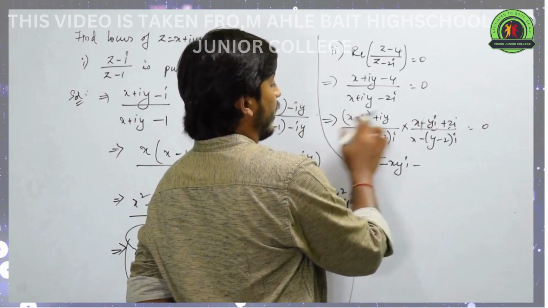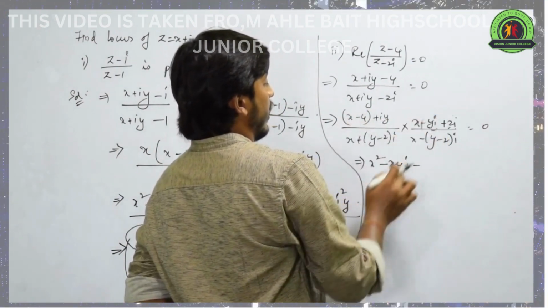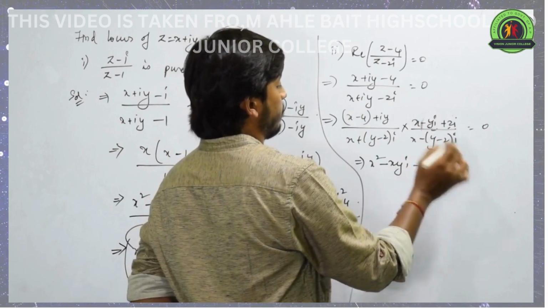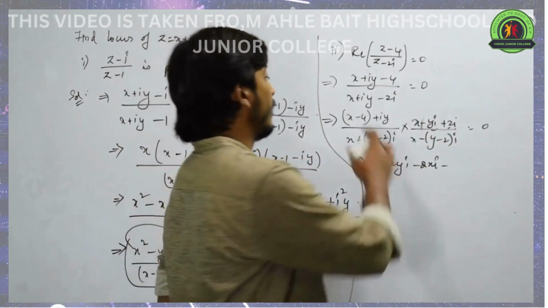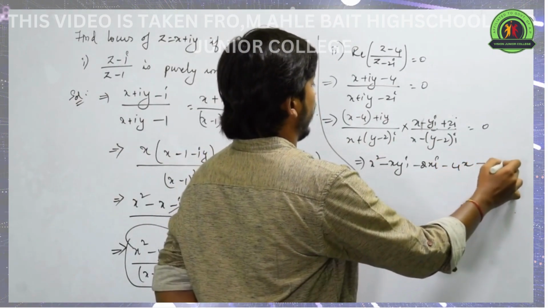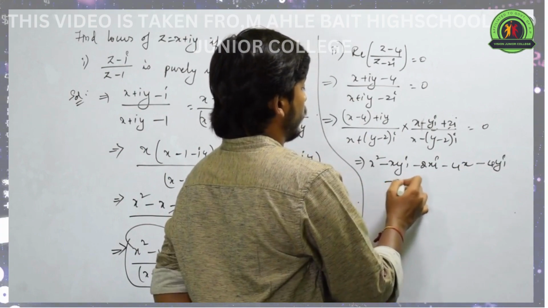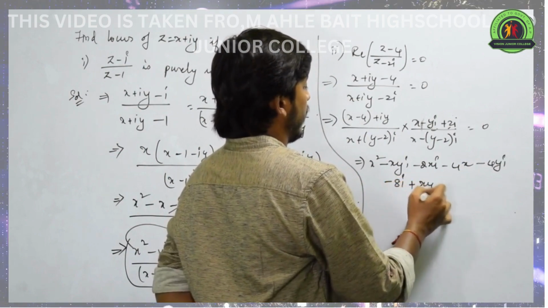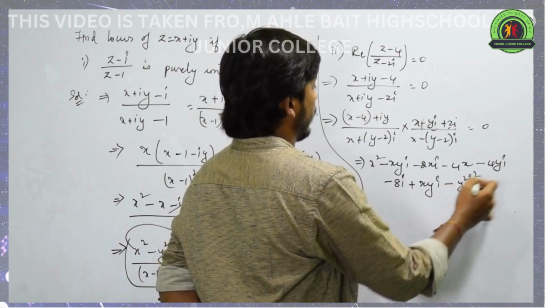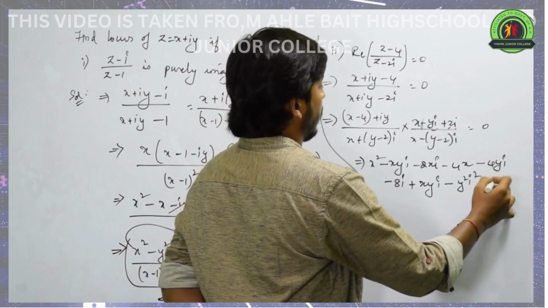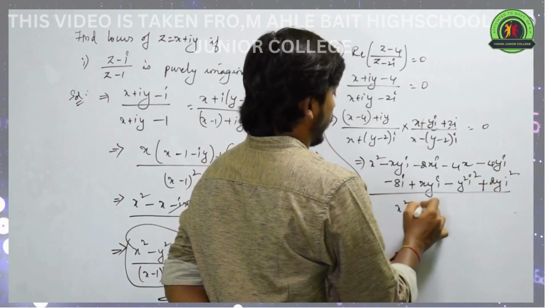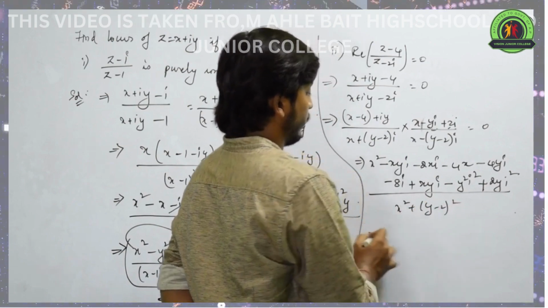Now, we can directly write, right? x into x is x square, xyi, and the next, x into 2, is 2xi. Clear? Now, let us multiply with the 4. 4x minus 4yi minus 4 into 2 is 8i plus xy into i minus y square i square plus 2y i square, divided by x square plus y minus 2 whole square.